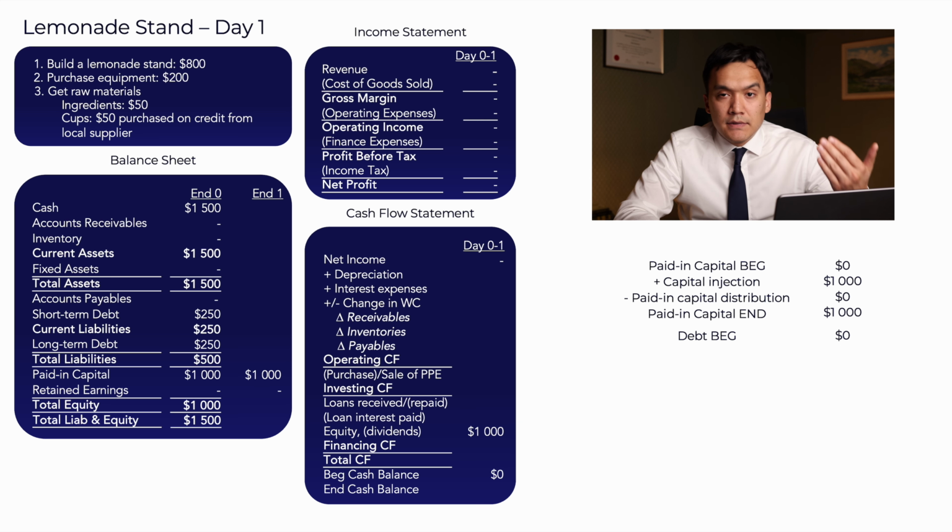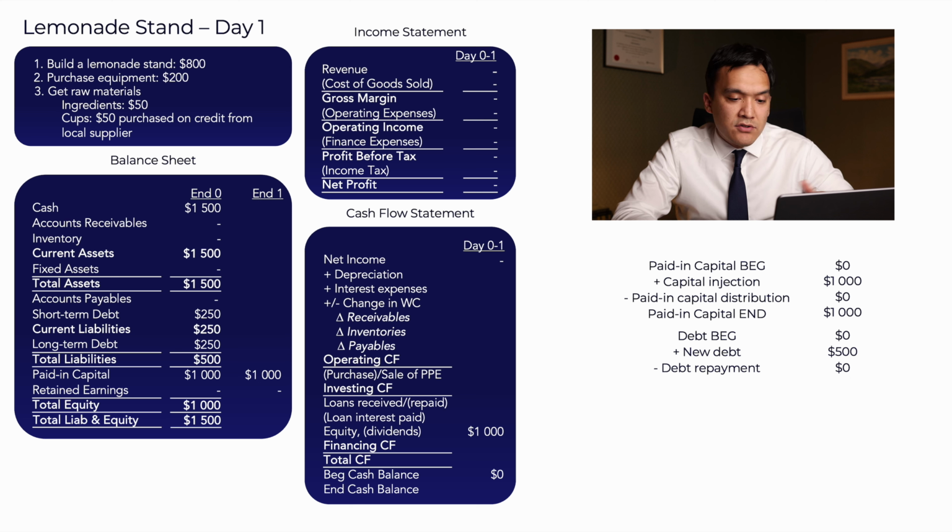Again with debt, at the beginning of the period we had no debt, plus new debt of $500, minus debt repayments during the period. We haven't repaid any debt during day 1 because we have weekly repayments. And our ending debt balance is $500. So 0 plus 500 minus $0, we have $500 of loans.